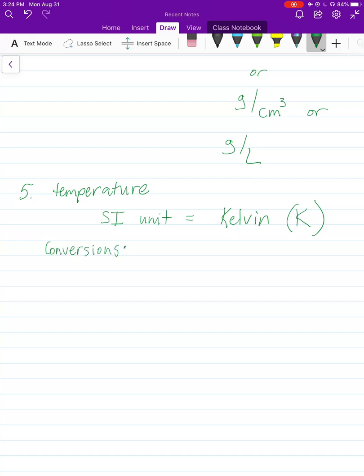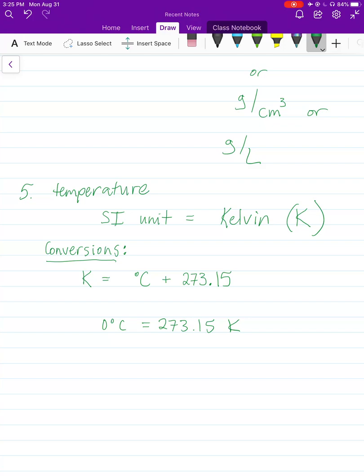So, some key conversions to have on hand: the temperature in Kelvin is simply the temperature in degrees Celsius offset by 273.15 units. So, what is 0 degrees Celsius in Kelvin? Well, 0 degrees Celsius would be defined as 273 Kelvin if you plug it into that equation there.